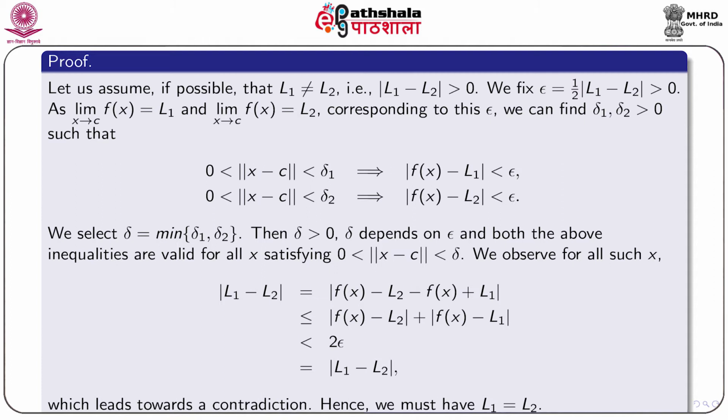Obviously, delta is positive. As delta 1 and delta 2 both are dependent on epsilon, delta is also, and both the above inequalities are valid for all x satisfying 0 < norm of x minus c < delta. We can easily check that for all such x, modulus of L1 minus L2 is less than itself, which leads towards a contradiction. Hence, we must have L1 equal to L2.